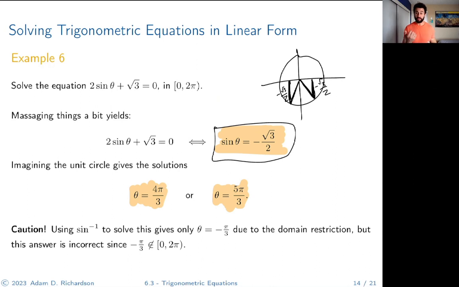So, for example, if you plug this into your calculator and you do arc sine of negative root 3 over 2, it'll give you the answer negative pi over 3. But that's not the answer to the question. The question says that our angle needs to be within the interval 0 to 2 pi. So negative pi over 3 is not in that interval.